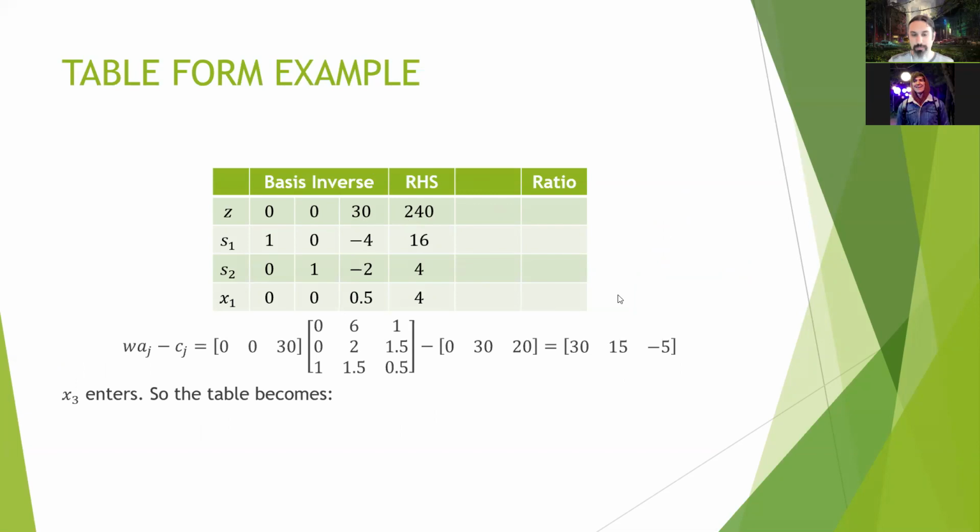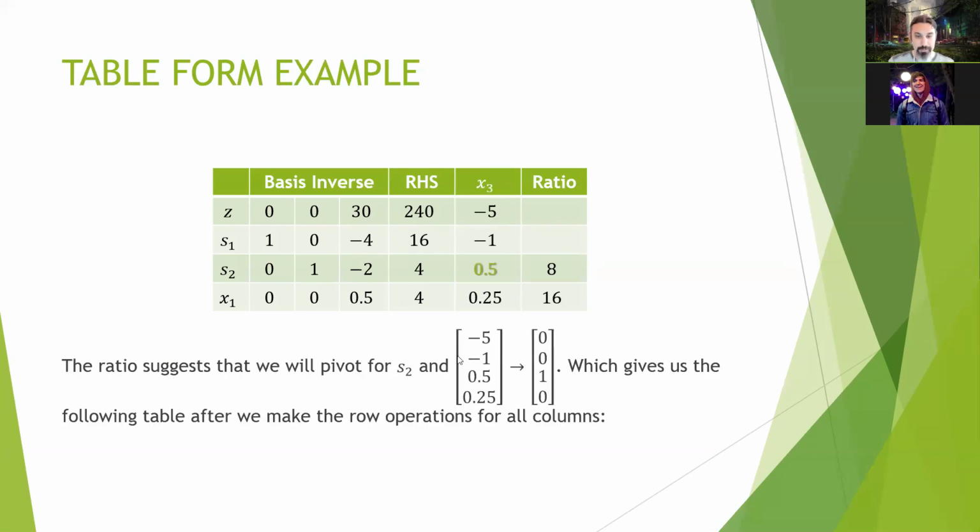Okay, let's check the optimality then. W times n minus Cn. So we will get 30, 15, and minus 5. And minus 5 is the one entering. So x3 is entering the solution. So we will write x3 over here, and we will write the values for x3 down here. Now, the values for x3 are over here.